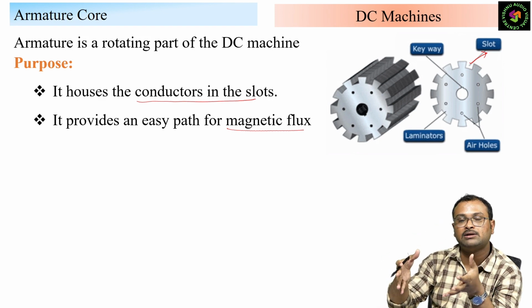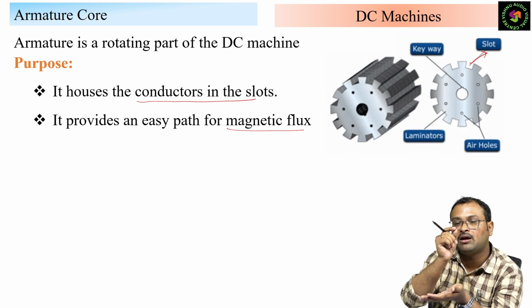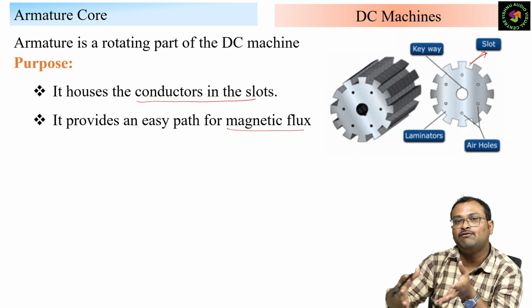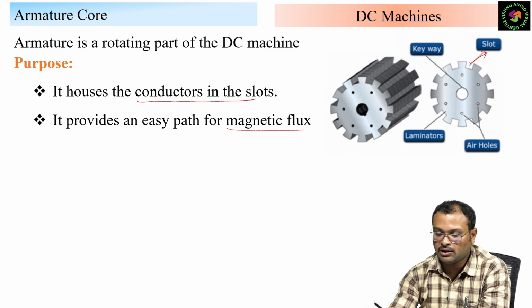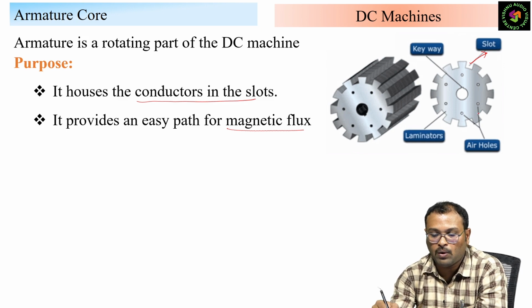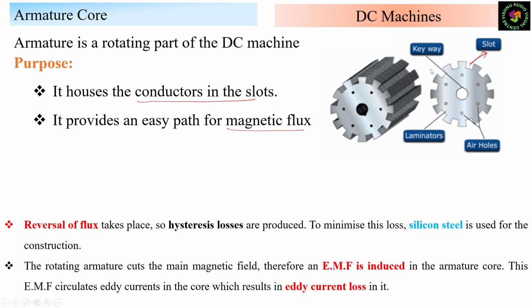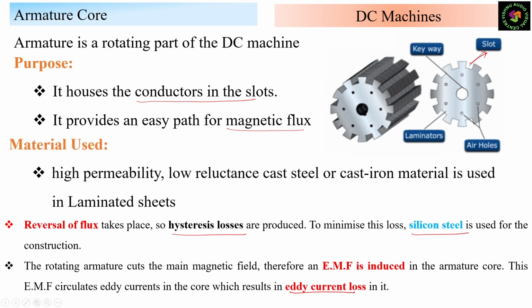We won't make one bulk steel. We make laminations of steel, very thin sheets, and insulate them with mica, and then we make it laminated. If you see, it is not only one sheet, these are laminations of sheets. So to reduce the eddy current losses, we use the laminations, and to minimize the hysteresis losses, we use silicon steel. As I mentioned, the material used is low reluctance cast iron material with laminated steel. Okay, so this is the armature core.